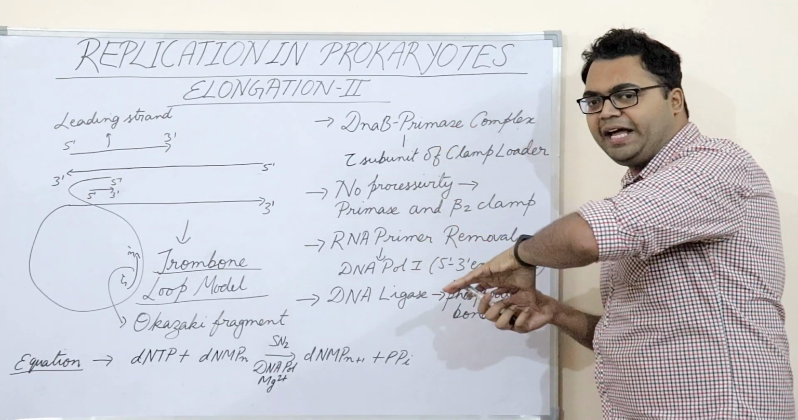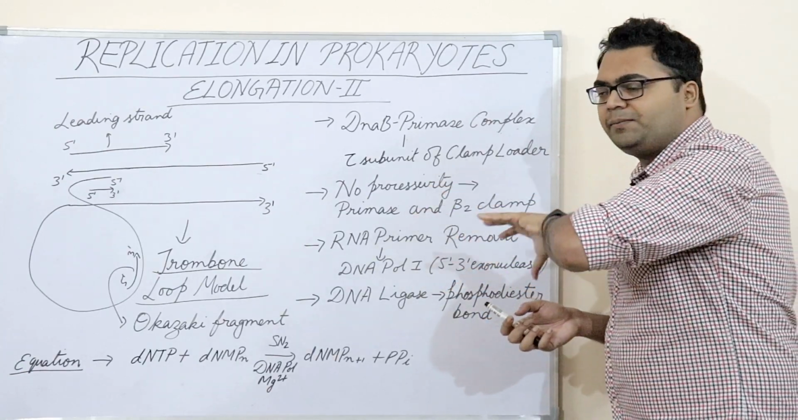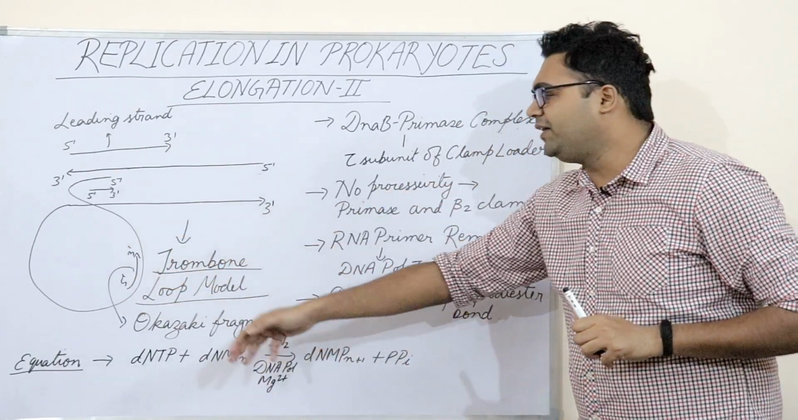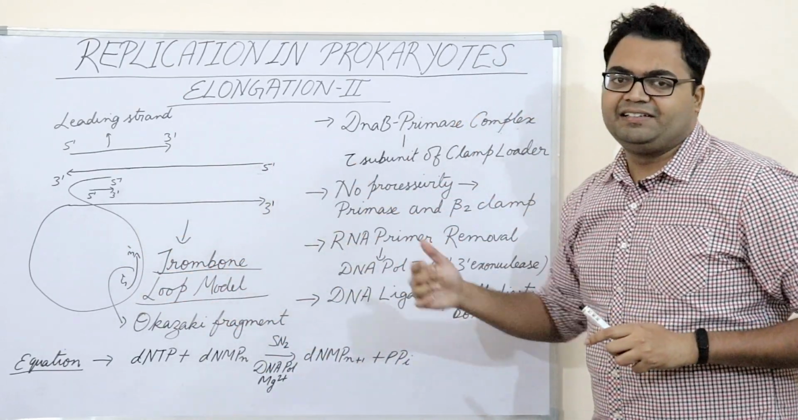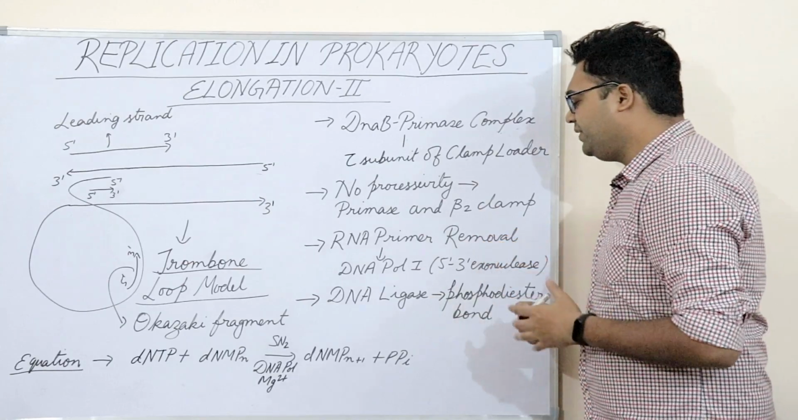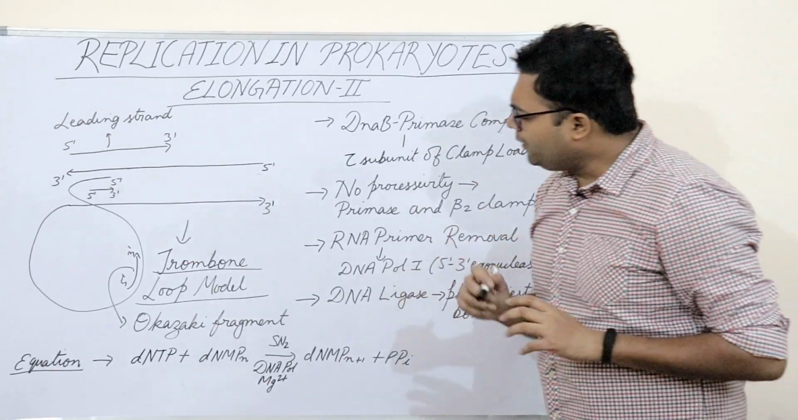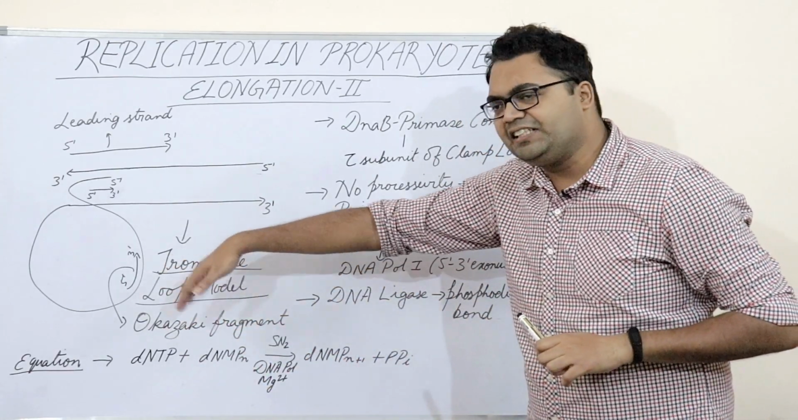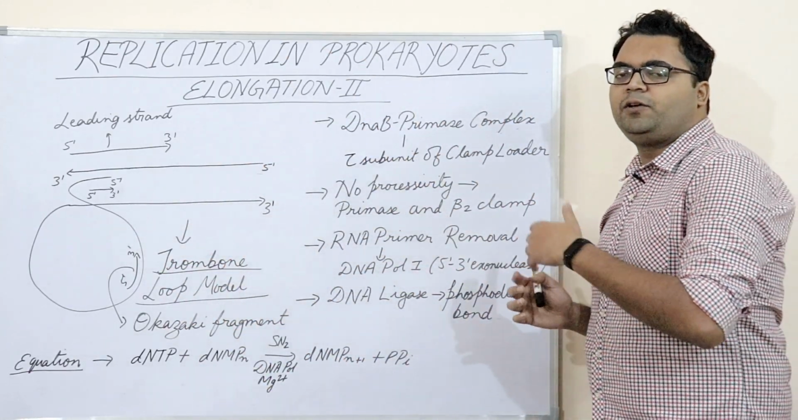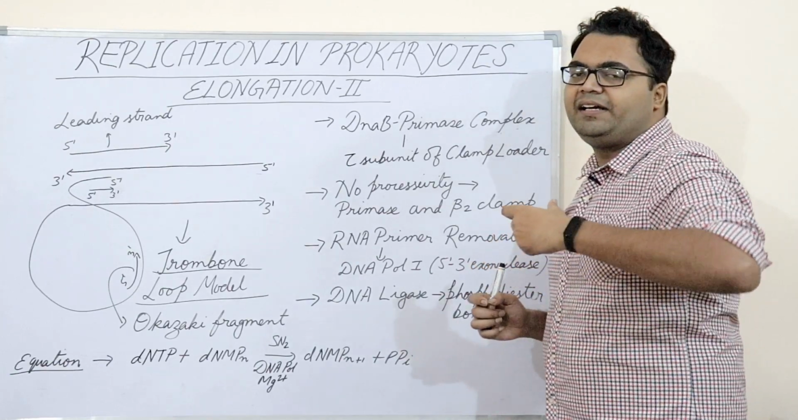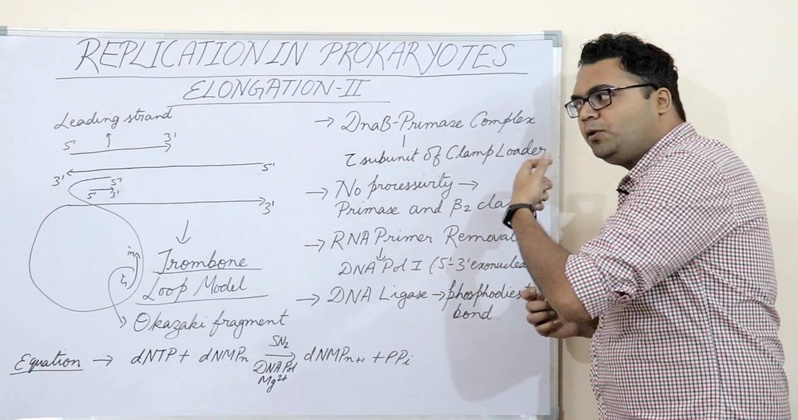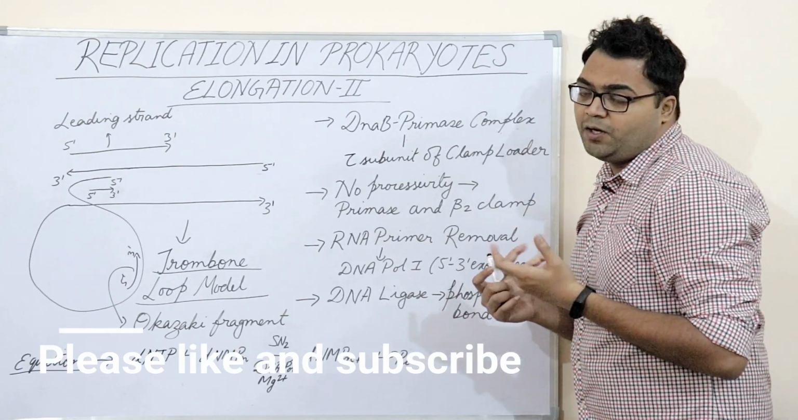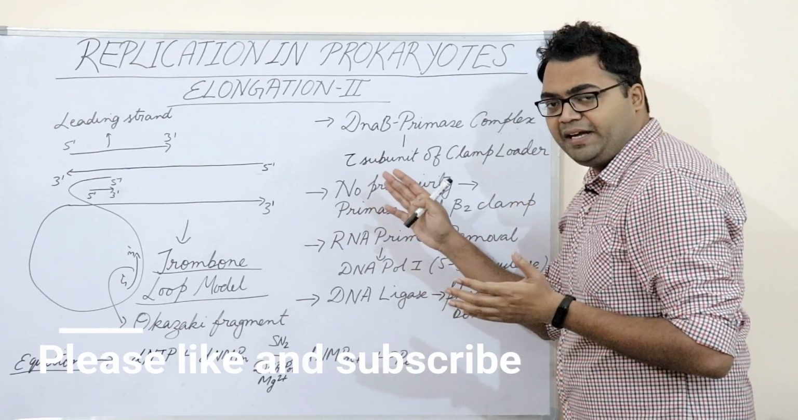A new beta 2 clamp subunit always comes for the next cycle of Okazaki fragment, or discontinuous fragment, synthesis. So that's the molecular detail. Now you can see there would be various RNA primers here, because the initiation cannot be done by the 3 to 5' polymerase activity, and there is no polymerase which can do de novo polymerase activity from the 5 to 3' end.